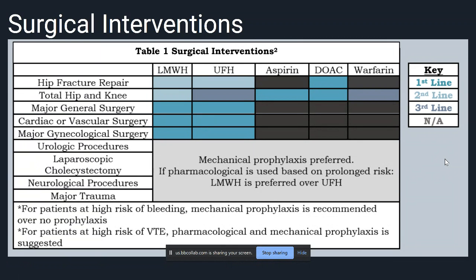Due to the increased risk of bleeding, pharmacological options are not preferred in these procedures. For those patients that Jenna previously described as having a high risk of VTE, combination therapy using pharmacological and mechanical prophylaxis is suggested.